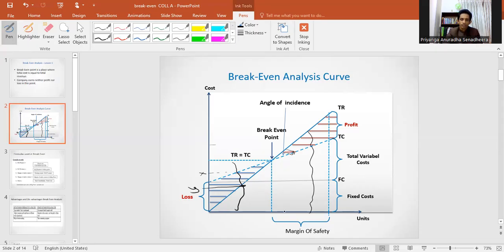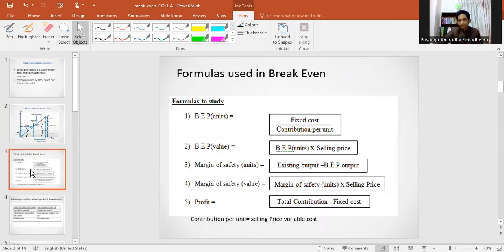Margin of safety means, imagine this is the existing output for the business and the break-even output for the business. The difference between the existing output and the break-even output in units is known as the margin of safety in units. So that's also important when we consider the break-even analysis curve or break-even chart. We move to the next slide. The next slide will tell you some important formulas that we need to know under this break-even analysis.